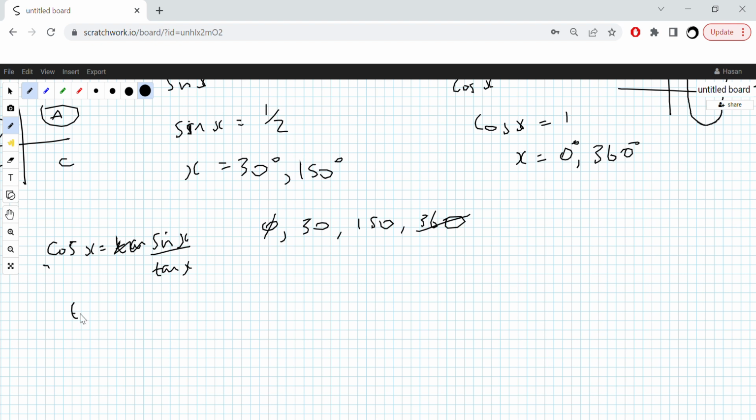When does tan x equal to 0? It equals to 0 when x is either 0, 180 degrees, or 360 degrees. So it is undefined when x equals to 0, 180, or 360. 0 and 360 fall into this category, so these answers are undefined. So our final answers will just stay at 30 degrees and 150 degrees.